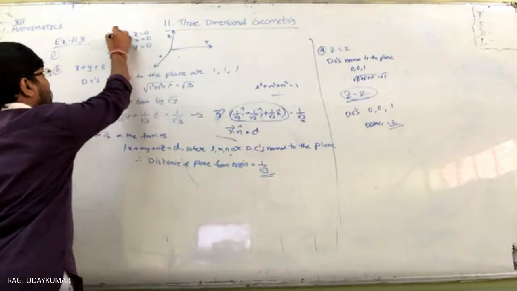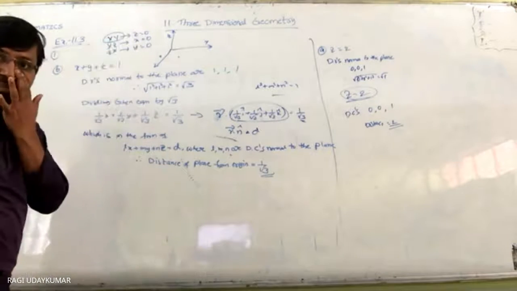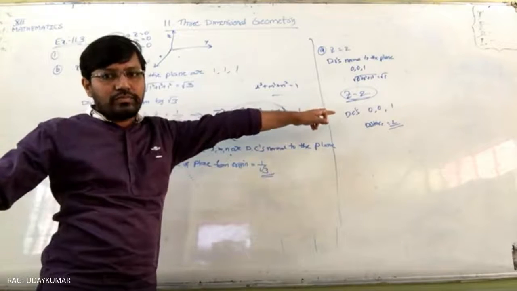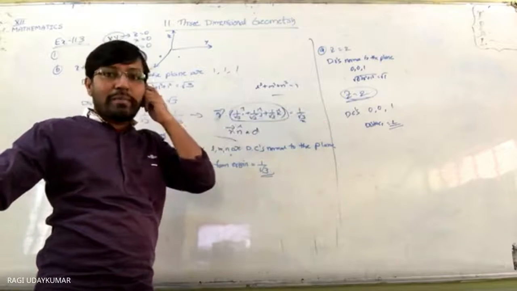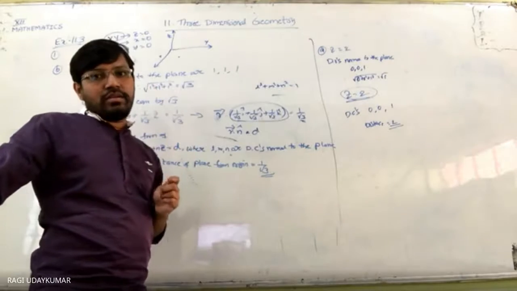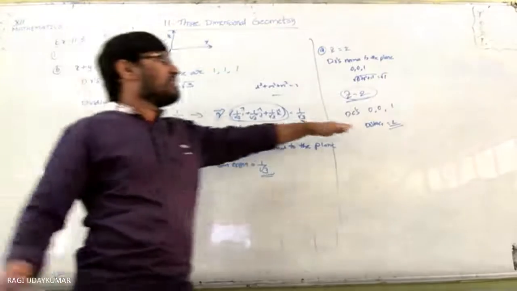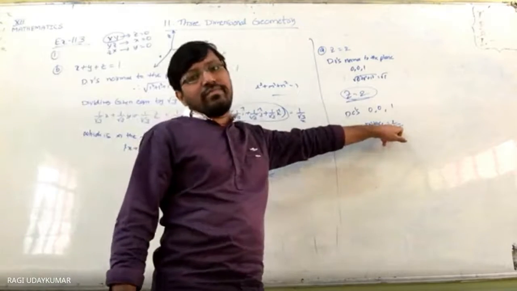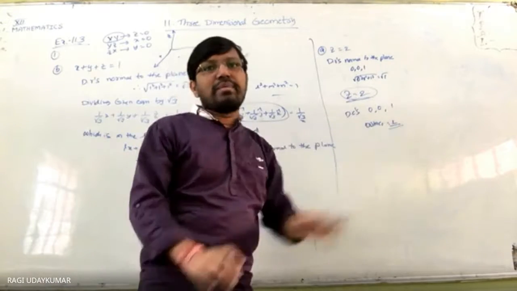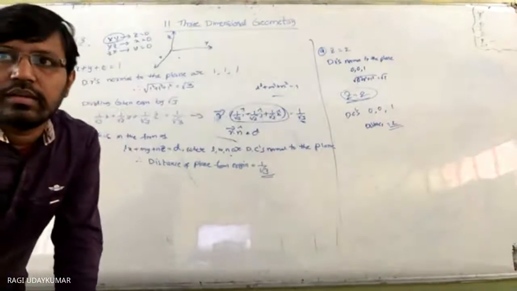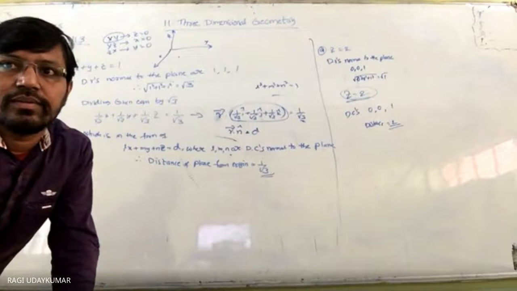And the equation of the plane which is parallel to the xy plane: z equal to 2 is parallel to the plane at a distance of 2 units. That's why the distance from the origin is 2. You can tell that by looking as well. Did you understand? Is it clear to you?